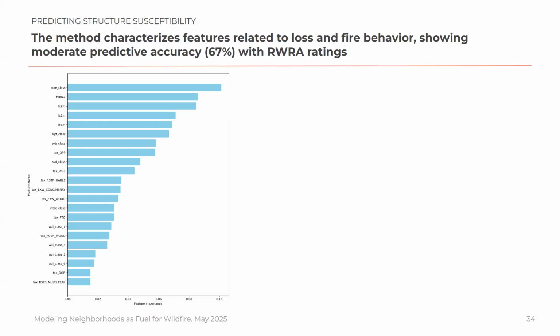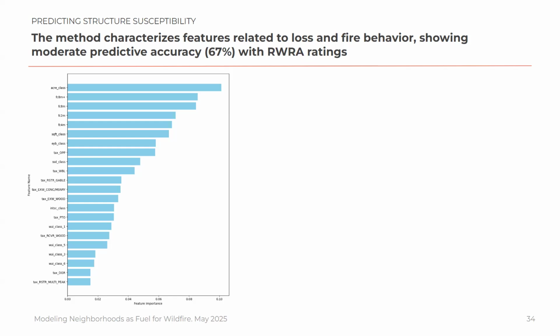And so it's possible that this rapid wildfire risk assessment is more indicative of exposure to wildfire than actual susceptibility. But the next most important features were all of the LiDAR features from the defensible space. And one more interesting thing is that in the rapid wildfire risk assessments, the roof was by far the most heavily weighted.